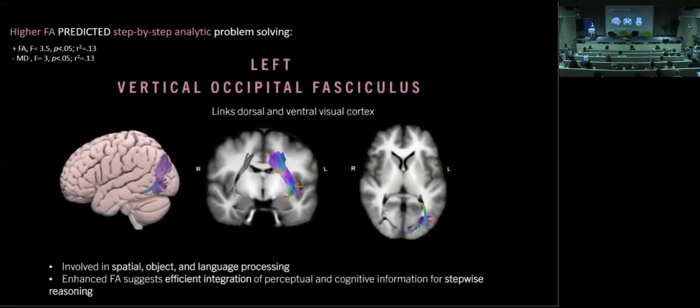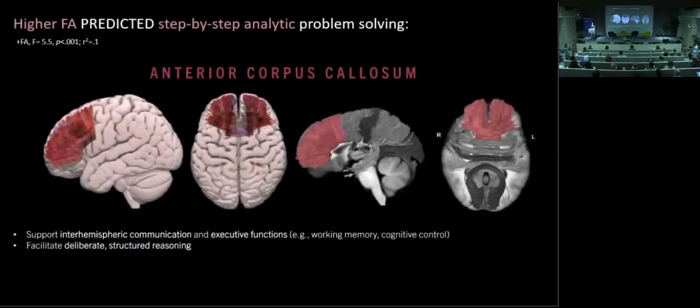We also found results that are associated with non-insight solutions, when people have this kind of analytic thinking. Specifically, there was higher fractional anisotropy over the left VOF, vertical occipital fasciculus. This is a fasciculus over the visual cortex. And we also found that higher fractional anisotropy predicted step-by-step analytic problem solving over the anterior corpus callosum, which is this bundle of tracts in our frontal lobes. And the idea is that, one more time, this result reflects enhanced executive functioning.